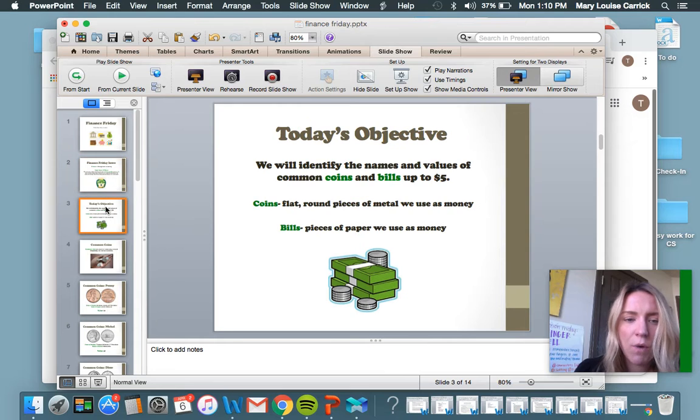So, what we're going to be doing today is we are going to be identifying the names and the values, or how much they're worth, of common coins and bills up to $5. So when I'm talking about coins, I am just talking about flat, round pieces of metal that we use as money. And when I'm talking about bills, I am talking about pieces of paper we use as money.